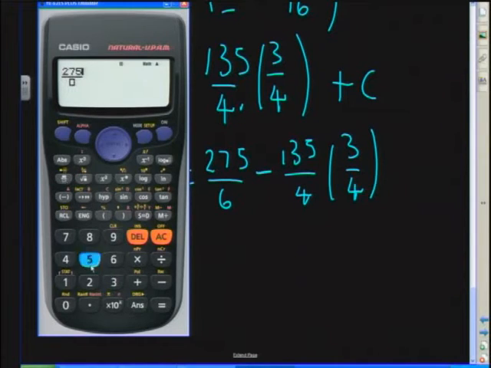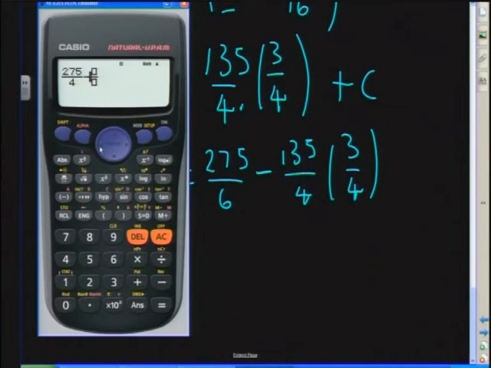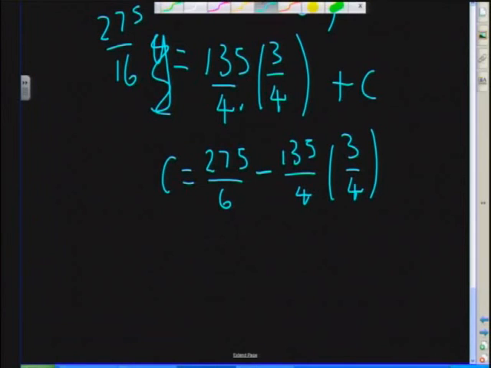So we've got 275 over 4 minus... Isn't it over 16? 275 over 16. Did I make a mistake? Yes, it is quite possible. So you had 275 over 16 as your y. Someone is awake, well done. And that might just mean that we're not going to have time to finish it, but we'll check. It's going to be 135 over 4 times 3 over 4. And that gives us minus 65 over 8.